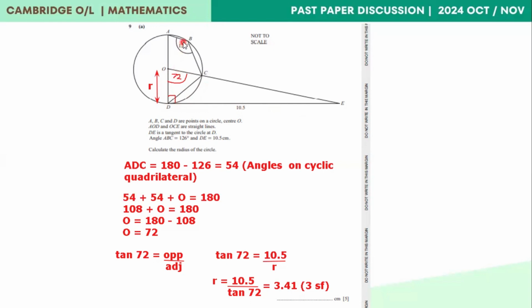So angles in a cyclic quadrilateral gave us the size of ADC. And afterwards, OD and OC are both radii. So 54, 54, and we subtracted and found the angle at O. After that, we knew that the opposite is 10.5 and adjacent is r, which we are looking for. Tan 72 equals opposite over adjacent, and our final answer came as 3.41, to three significant figures. So let's move on to the next question.